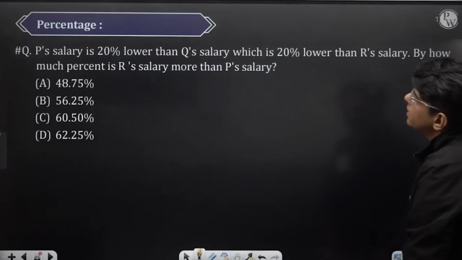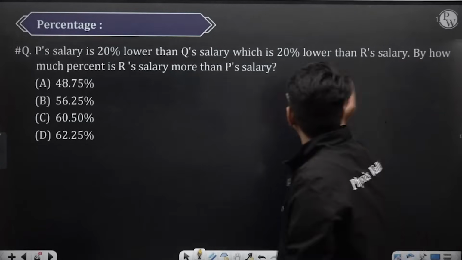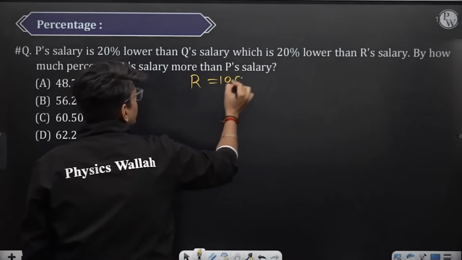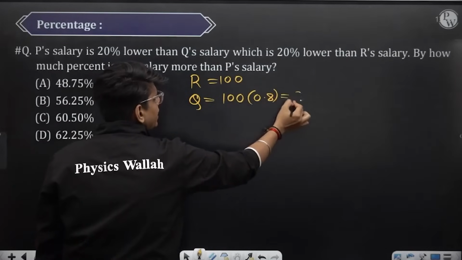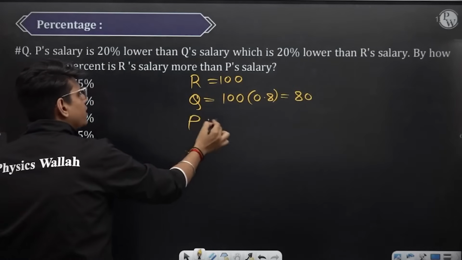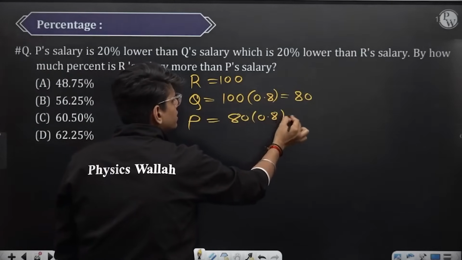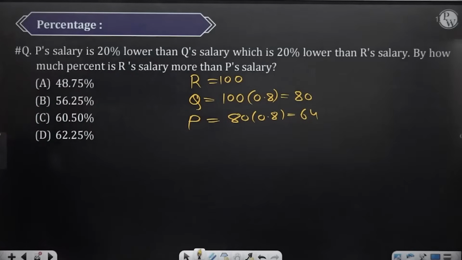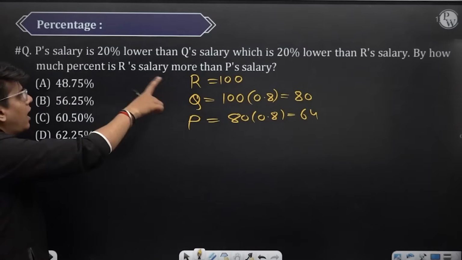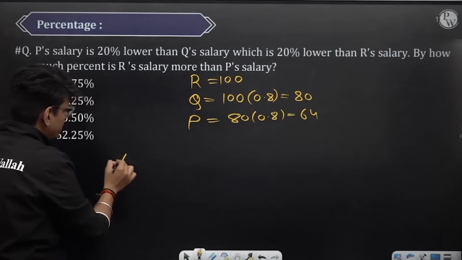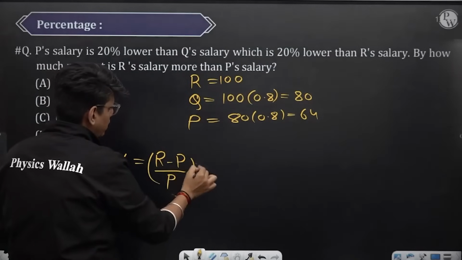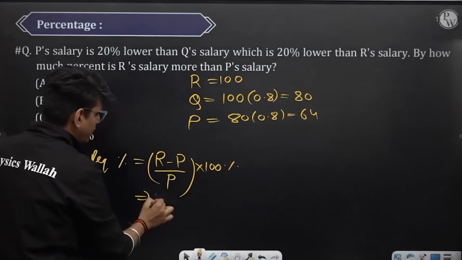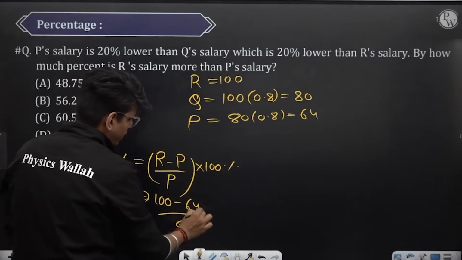In this case, P's salary is 20% lower than Q's. Q's salary is 20% lower than R's. So if R's salary is 100, Q's salary is 20% lower than this, that means Q is 0.8, which is 80. P's salary is 20% less than Q's, which is 80 into 0.8, which is 64. Now what we need to compare: by how much percent R's salary is more than P's salary. So we have to compare with respect to P. So the required percentage equals R minus P by P into 100%, which is 100 minus 64 by 64 into 100.